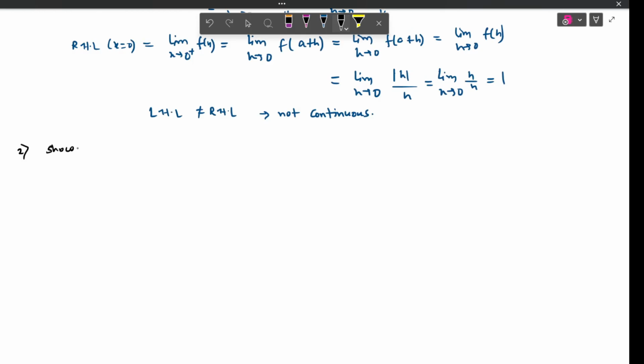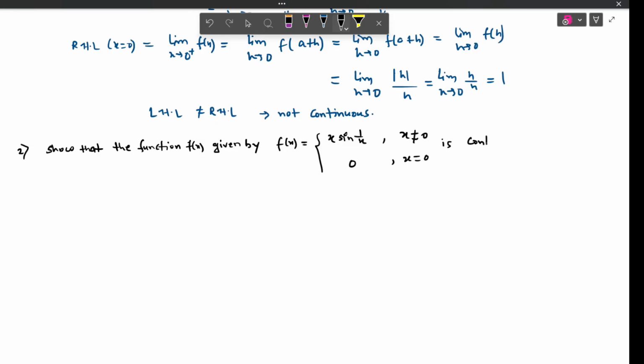Show that the function f of x given by f of x equals x sine of 1 by x when x not equals to 0, and 0 when x equals to 0, is continuous at x equals to 0. So let's see the solution.